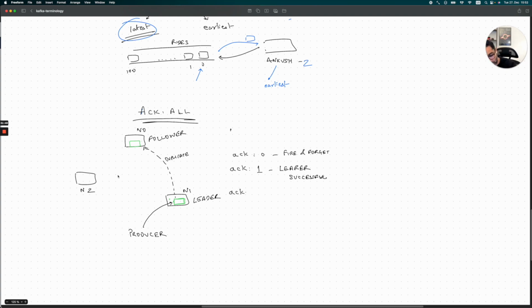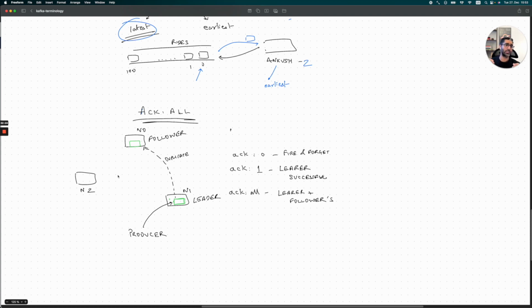And acknowledgement all means that the leader for sure would be written, but also the followers would have the messages, and it can be multiple followers. In this case, the producer will produce the message, it will get physically written to the leader, it will get duplicated to the follower, it will get physically written in the log of the follower, and only then the producer would have a success message. Unless both of these things happen, it will not give you a success.